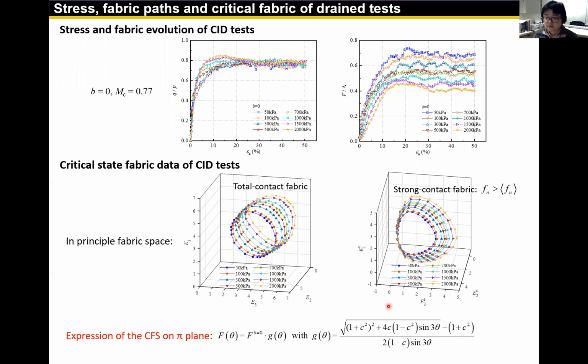However, this surface only contains the fabric data that is in the high coordination number regime. In the low coordination number regime, there is an absence of fabric data, and we don't know whether there is a surface in this low coordination number regime. So this is why we need the undrained triaxial test data, because the undrained triaxial test can be liquefied, and the coordination number will be very small since the mean effective stress is close to 0.